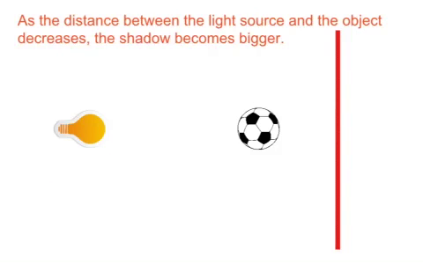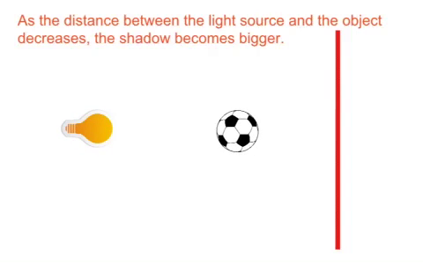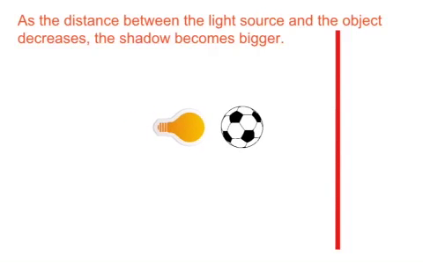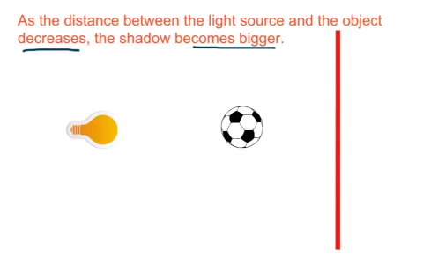So as the distance between the light source here, and the object decreases, so if I move the ball closer to the light source, or if I move the light source closer to the ball, either way it will cause the distance between the object and the light source to decrease. And if the distance decreases, the shadow will become bigger. And you can re-look at the video to check for yourselves.